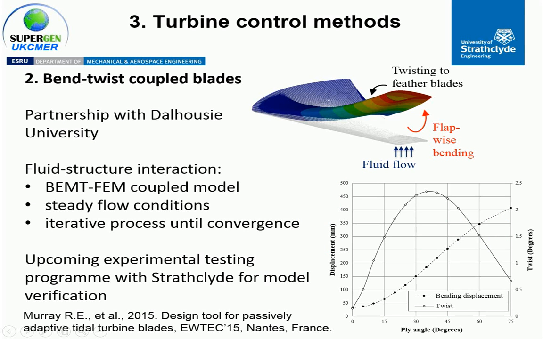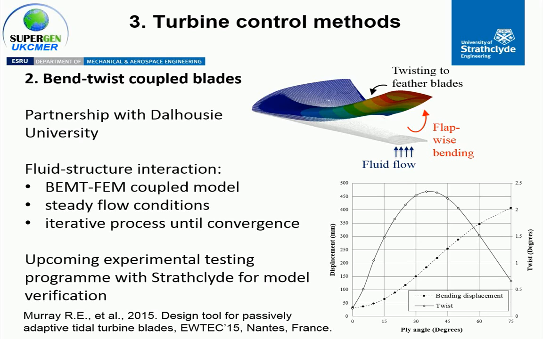So the second method for power regulation is using bend twist coupled blades. So this is where you have flexible composite blades where the layup of the fibres within the composite means that the blade increasingly bends with the increasing flow speed, and that induces increasing twist in the blade as well. Twist to feather, and hence reduces the power coefficient.